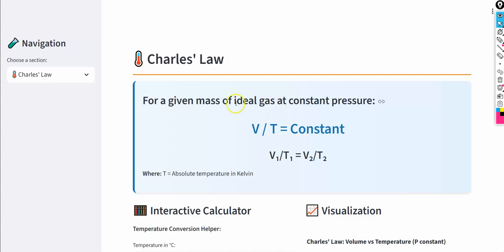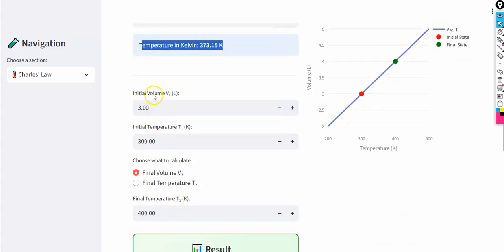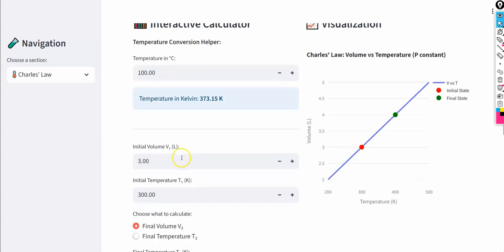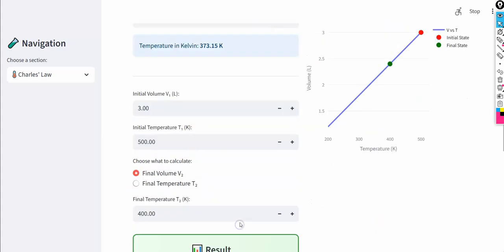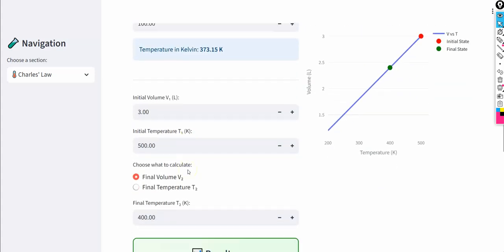Now based on Charles's law, this is the interactive calculator. Initial volume 3, initial temperature 300. If you want to calculate the final volume, you have to give the final temperature, because the pressure is constant. If you change it to, suppose, 500, your volume will be 2.4 liter. The calculation is V2 equals V1 into T2 by T1. So this is Charles's law.